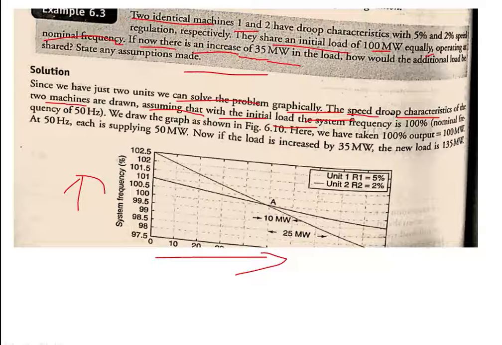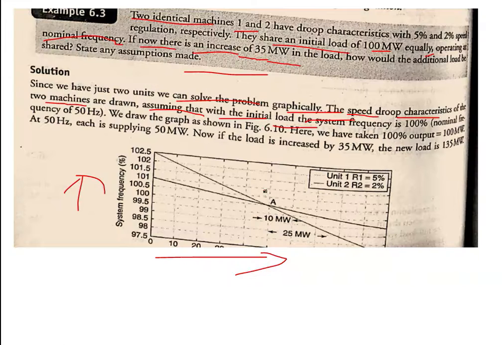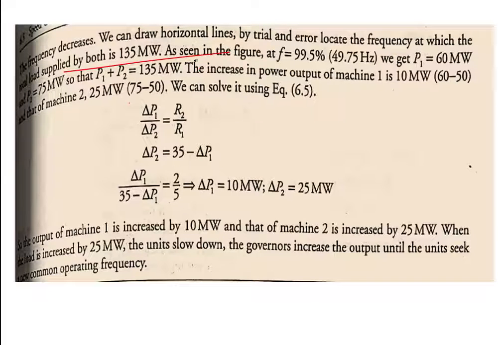Now if the load increases by 35 megawatt, to 135 megawatt, what is the new load for the system? We can draw a horizontal line by trial and error and locate the frequency at which the load supplied is 135 megawatt. Look at the graph, this point is not an accurate point, just based on these characteristics. Here you have to observe the 5% droop and the 2% droop. That is 102% divided by 100, we get 1.02, and 105% divided by 100 gives 1.05. That will be given in the statements.